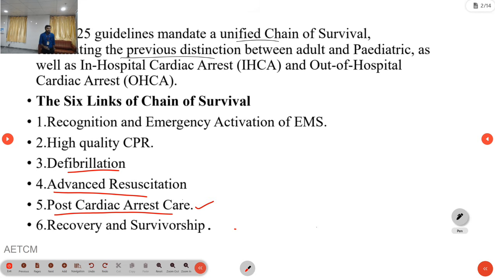Once proper post cardiac arrest care management has been given, the patient can recover both mentally and physically and survive, and we can discharge the patient once the patient becomes all right. These are the 6 links of the chain of survival in a cardiac arrest victim, and it is common for both adult and pediatric patients, whether the cardiac arrest is from outside or inside the hospital. We have these 6 links. This is the new update.